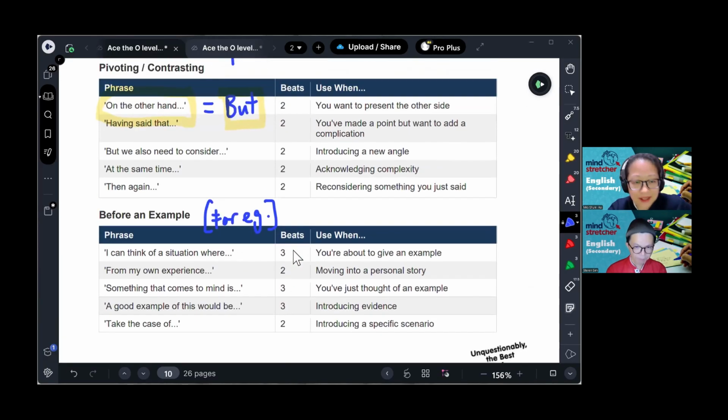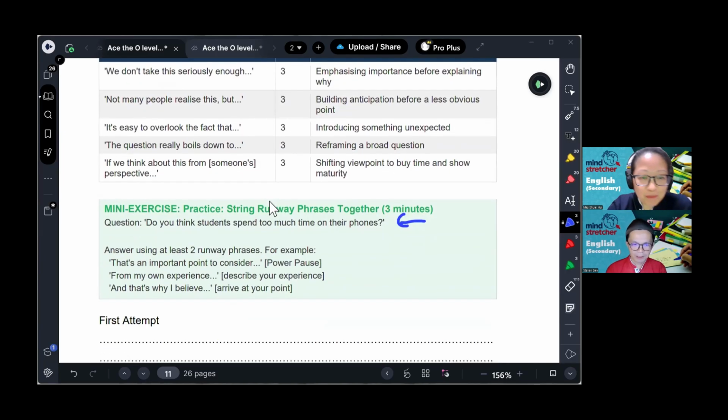Okay, so my question is, I'm not going to ask, do you think students spend too much time? I'll change this so that you have to answer on the spot. The panic is normal. Even adults, even examiners panic. And that's why we use the techniques to buy time for ourselves to think.